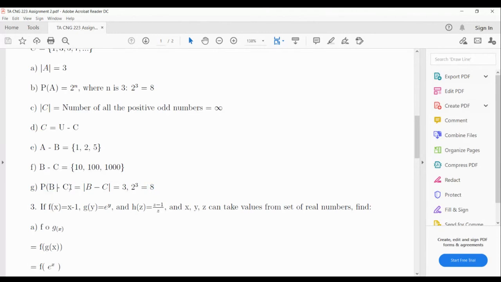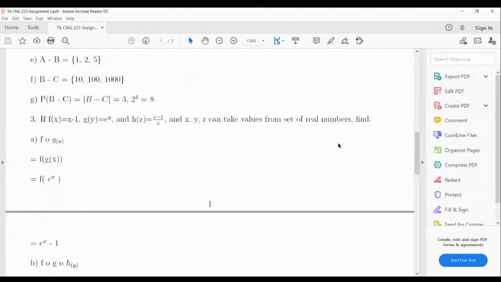It means that it contains 8 elements, starting from the empty set, then {10}, {100}, {1000}, {10, 100} together, {1000, 100} together, {10, 1000} together as pairs, and the set itself. 8 elements. So you should write all of them inside the curly brackets and show it for B minus C, and that would be the correct answer.